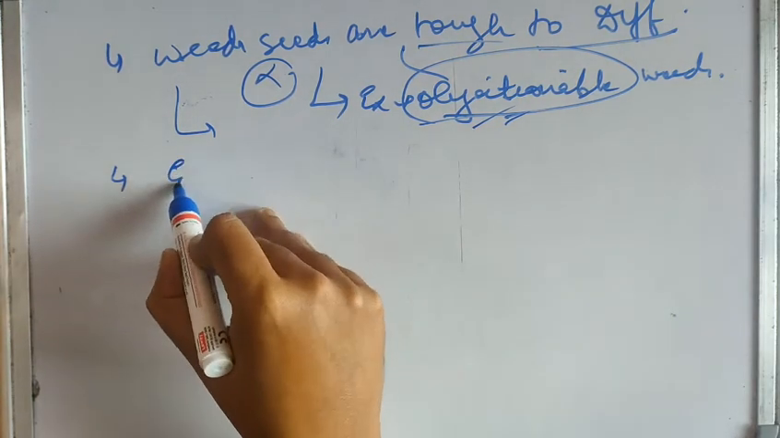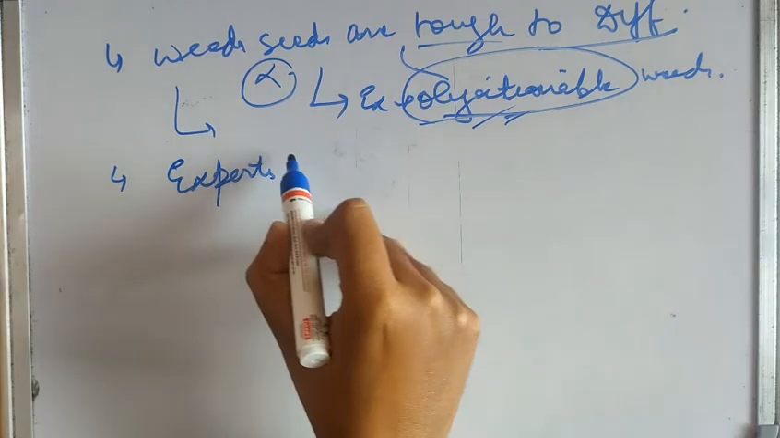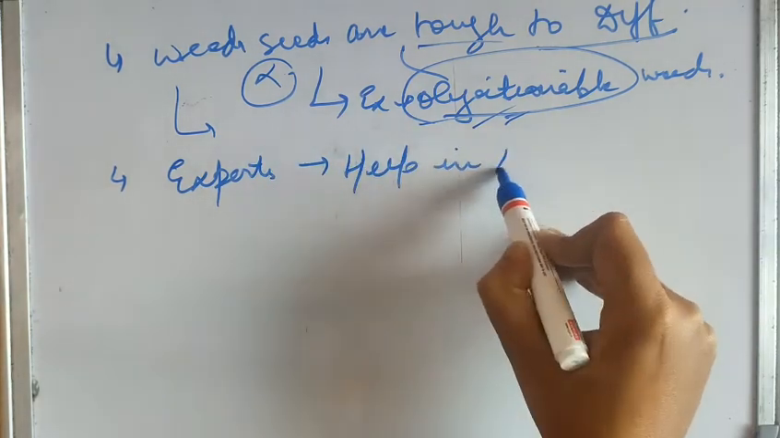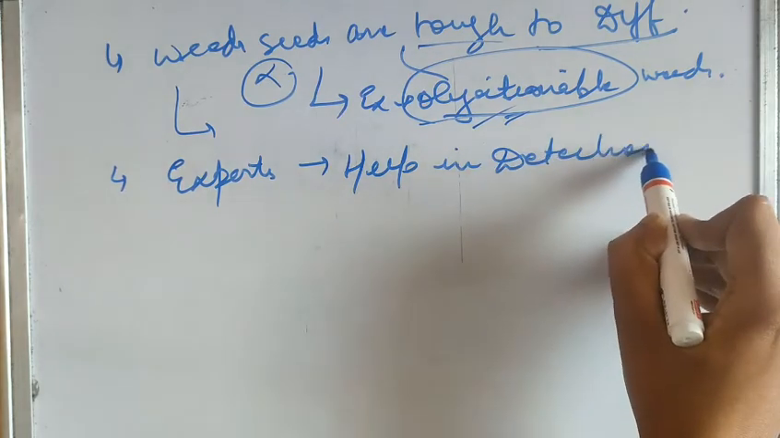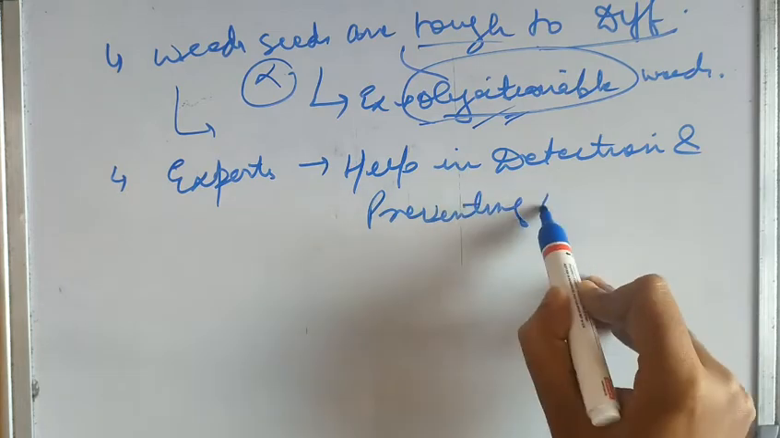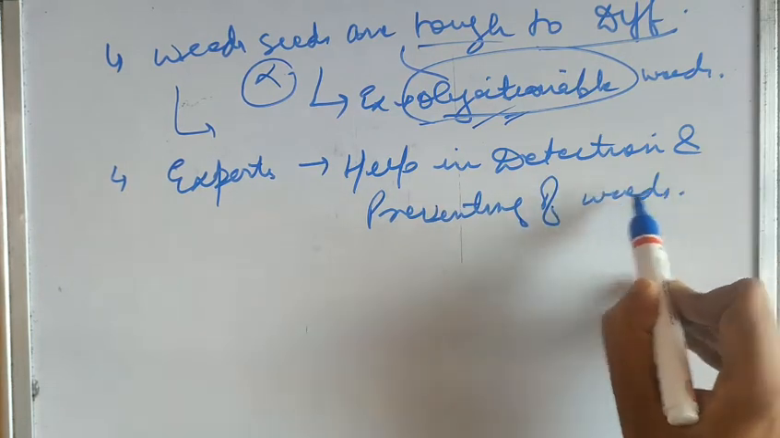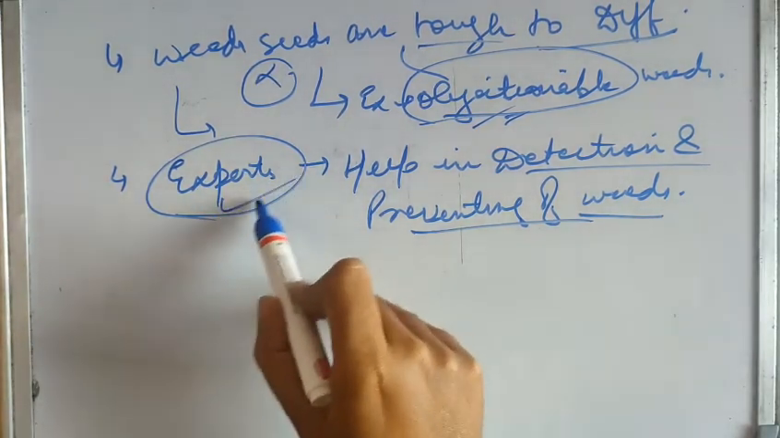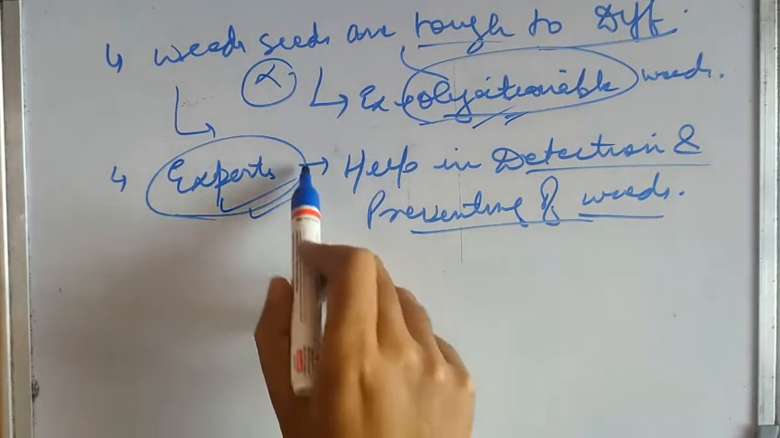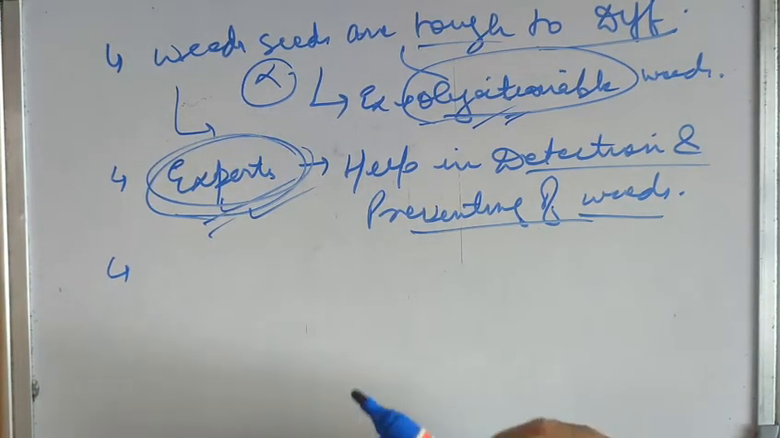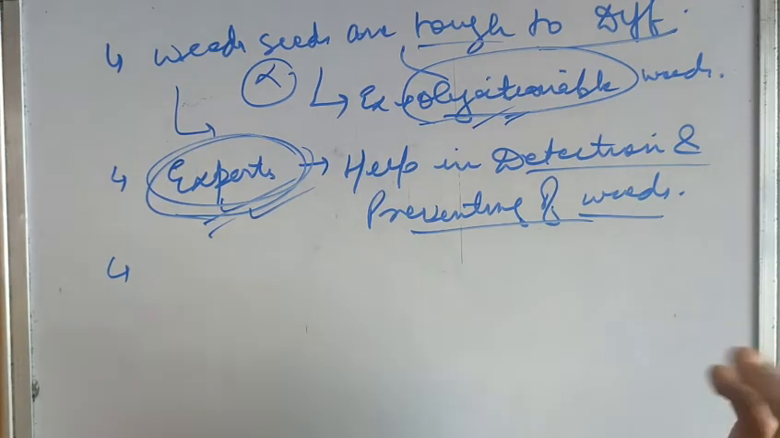In quarantine we have experts which help in detecting and preventing weeds. For a normal farmer, it is very difficult to detect and prevent it. But for experts, it's easy. So at the first stage, when it has been checked by experts in plant quarantine, the chances of weeds being exposed to our native environment are very low.